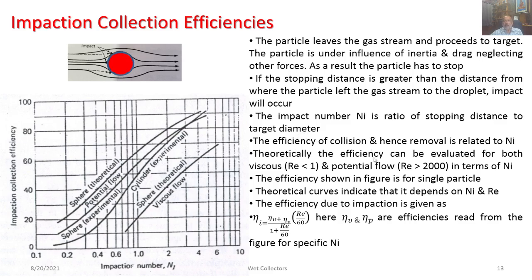The efficiency of the collision and hence the removal can be expressed in terms of this impact number. As we consider this particular lowest gauge here, certain lines are depicting the information associated with the sphere for potential flow, sphere for experimental flow, cylinder for experimental flow, sphere for theoretical flow, and viscous flow.